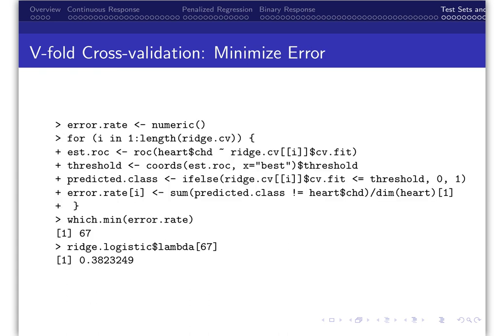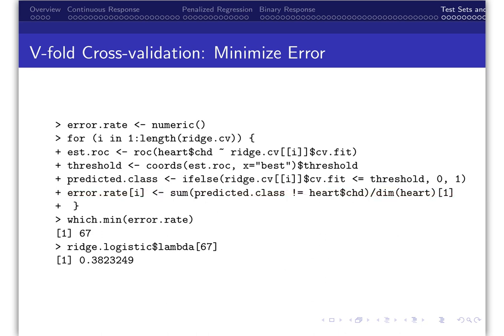Suppose instead of using the maximum AUC from the cross-validation procedure to select lambda, we want to select the lambda that minimizes prediction error, where the threshold used for calling an observation CHD versus not CHD is selected using Youden's index. Within the for loop, we first estimate the receiver operating characteristic curve. Then we identify the threshold using Youden's index. Using that threshold, we predict each subject as CHD versus not CHD. Errors are those observations for which the predicted class does not equal the true class. Summing those errors and dividing by the sample size yields the error rate.